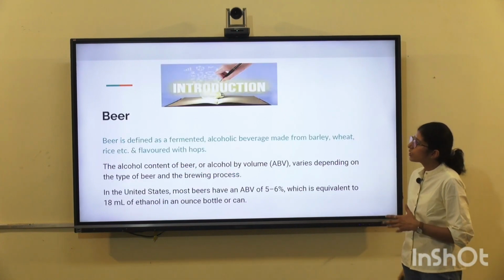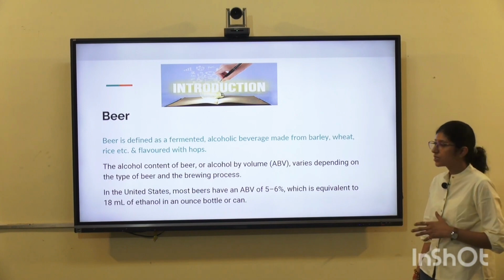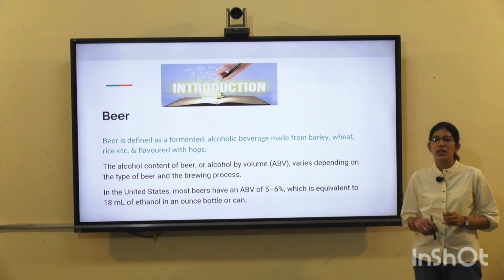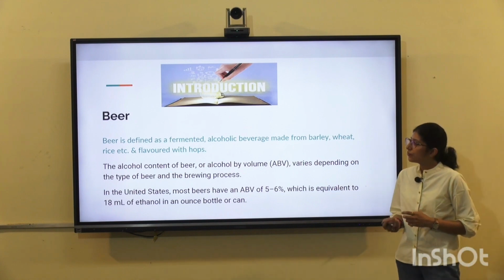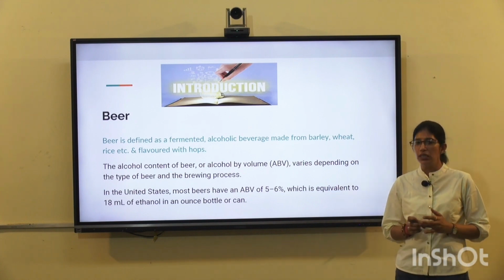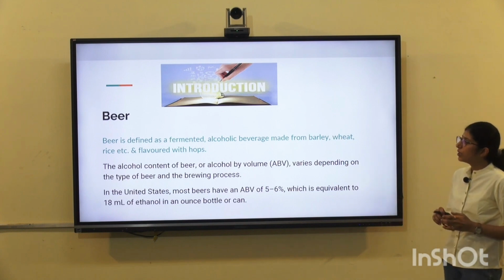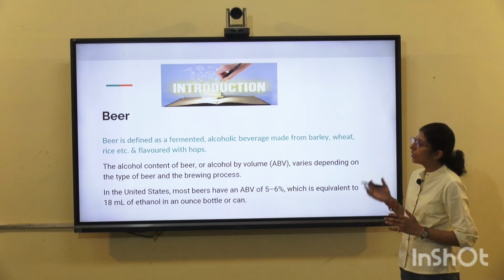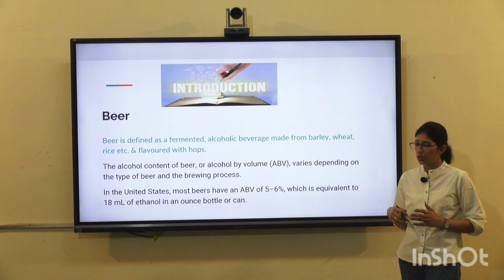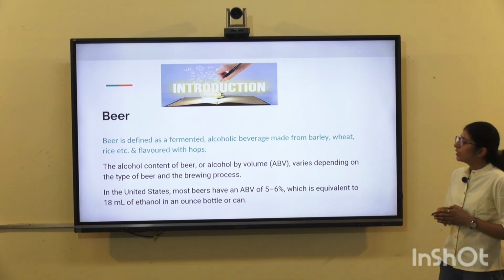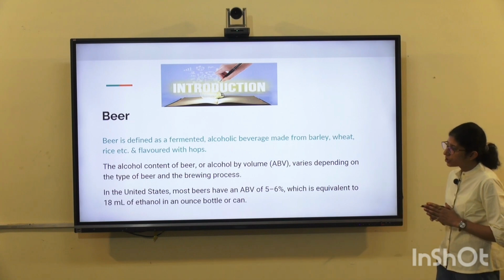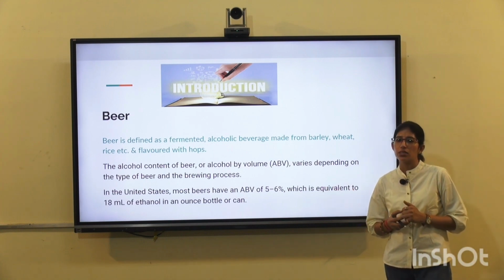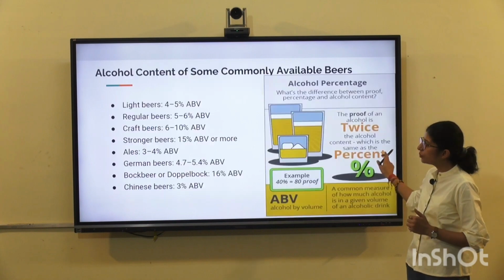Proceeding in the slide, what is beer? Beer, as we all know, is defined as a fermented alcoholic beverage majorly made from barley, rice, wheat. It could be from other sources also, and it is flavored with hops and fermented with yeast. The alcohol content of beer is known as ABV, which depends on the type of the beer and the manufacturing process. The most common producing state of beer is the United States, with an alcohol percentage of 5 to 6%.